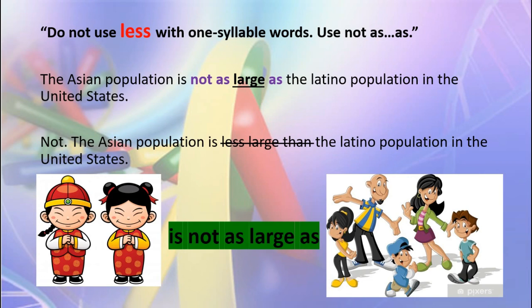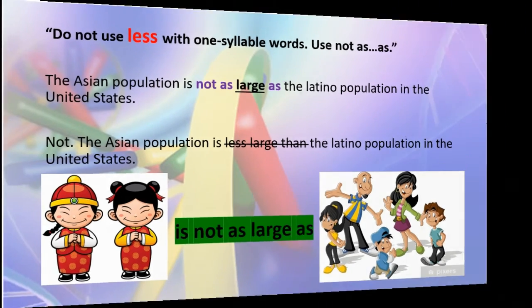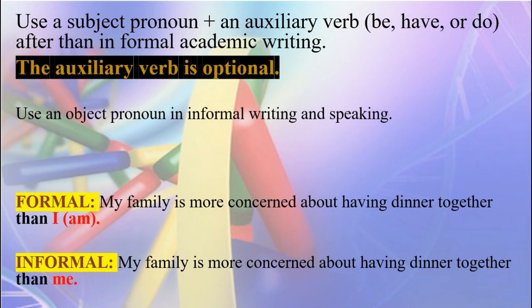This means that there are a lot of Latino people in the United States than Asian people. That means the Asian population is not as large as the Latino population in the United States. So, please, we're gonna continue, pay attention with this part.